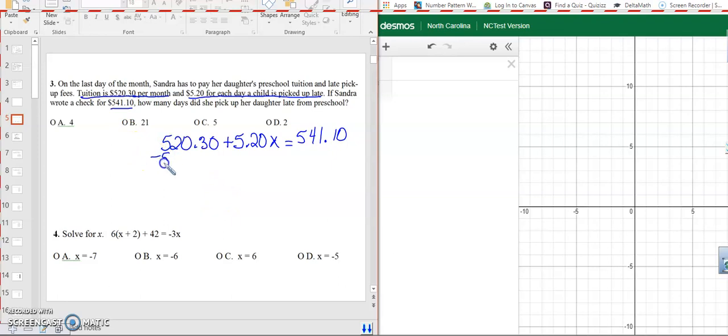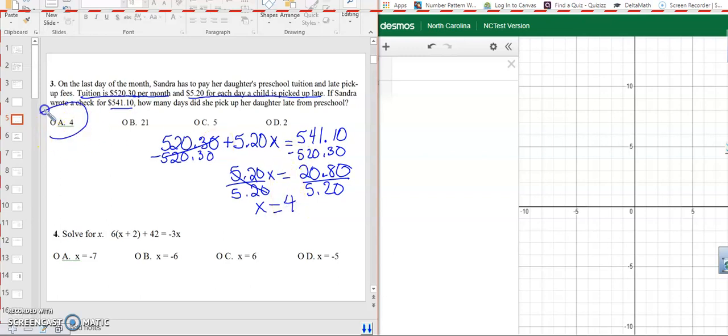Okay? So we're going to subtract our constant over here. And we're going to say 541.10 minus 520.30. And we get 5.20x equals $20.80. Now we got to find the x. How many days did that happen? And then this is dividing by $5.20. That means she was late 4 days.